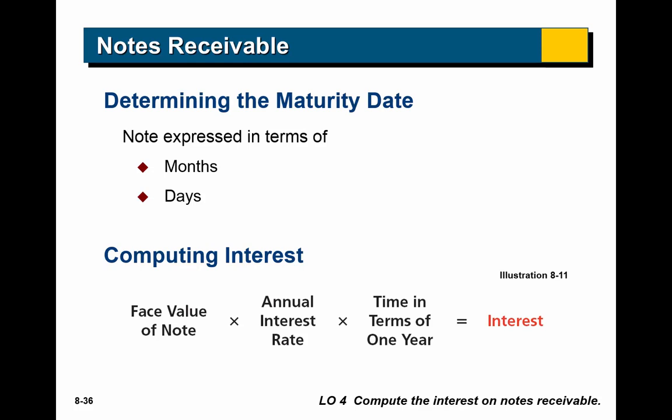Maturity date is usually expressed in terms of either months or days, and we compute the interest by multiplying the principal or face value of the note times the annualized interest rate times time, where time is always expressed in terms of 1 year. Why? Because the interest rate is expressed in terms of 1 year, so we also have to express time the same way. So if our note is 6 months, we express that as 6/12 of a year. If it's 120 days, then we would say 120 over 365.